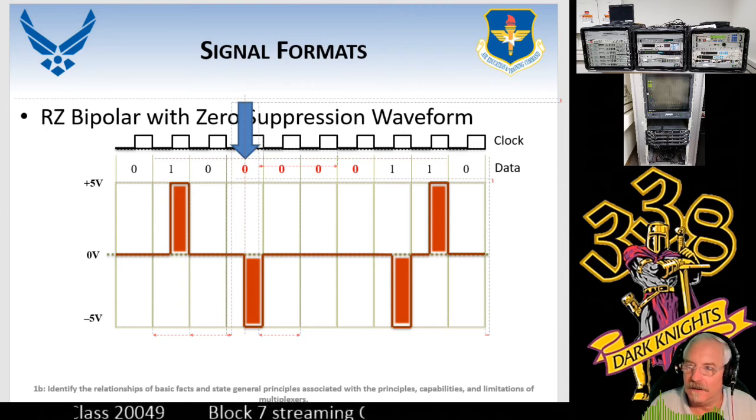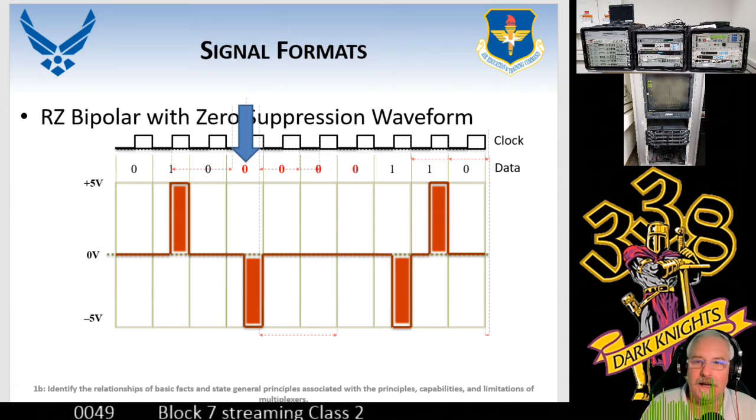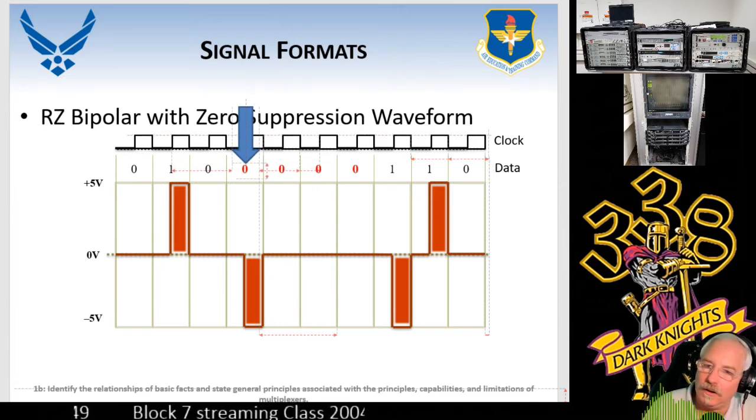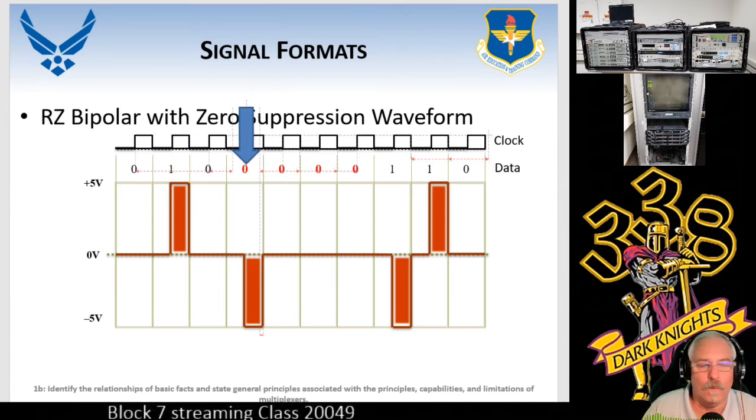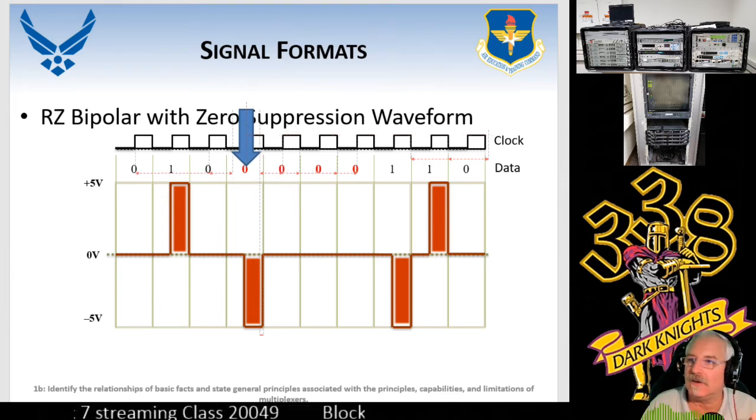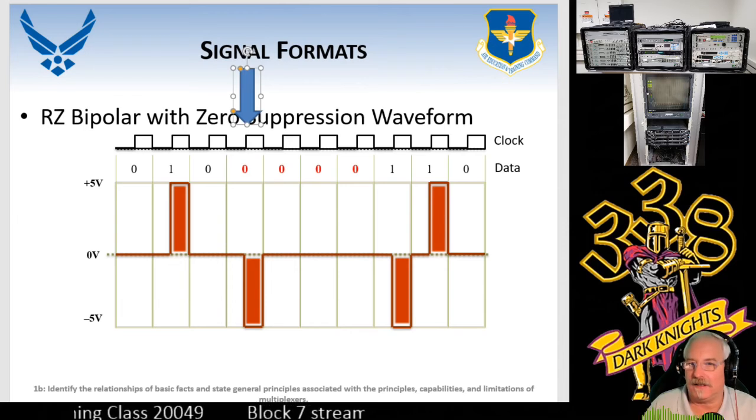Okay, so anytime there's a bit violation, it's going to look back and see what was the last logic 1 and say, hey, I have to emulate that so I can tell it this is a violation, because it should have been the opposite. That's the bipolar portion.